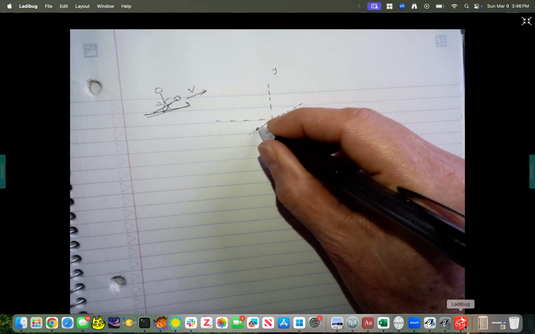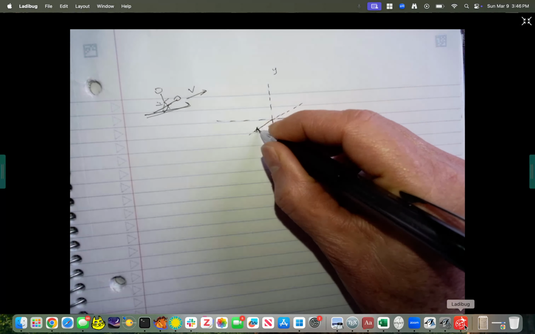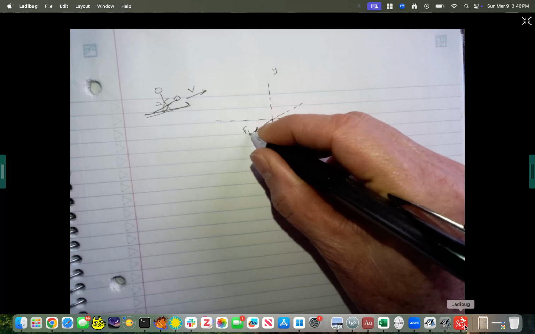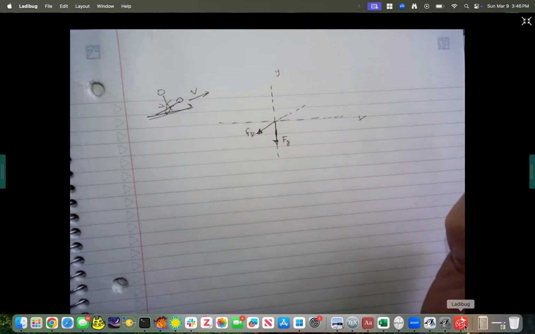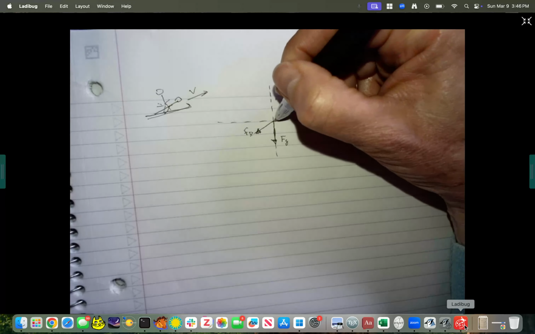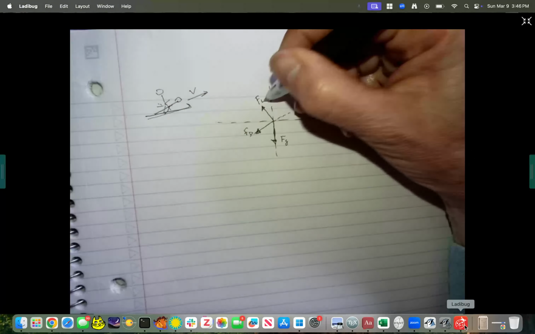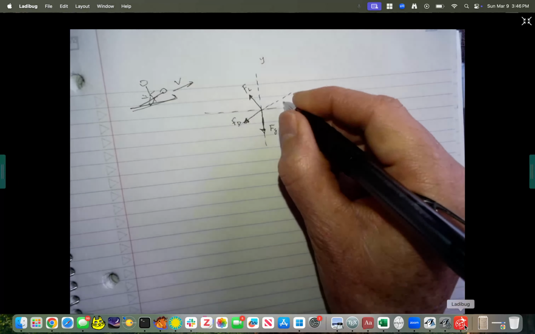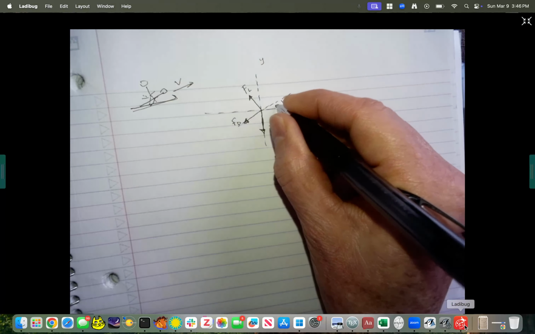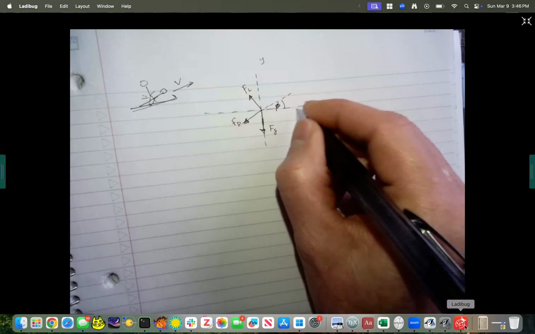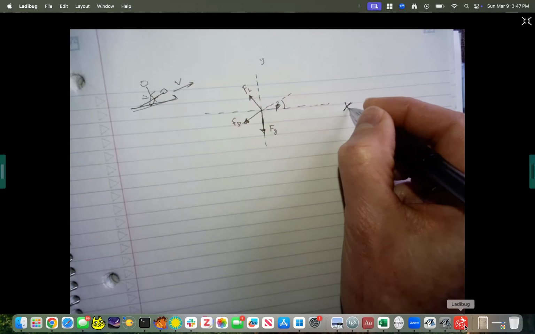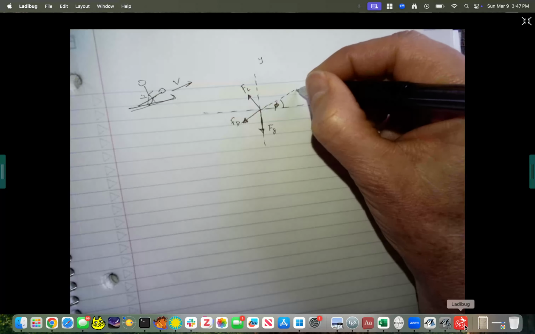So drag will always be opposing motion, so that's our drag force. And then once the skier is airborne, we have a lift force as well, and that's going to be perpendicular to drag. So that's the force of lift. And we define this angle phi as the angle between the horizontal x-axis and our direction of motion.